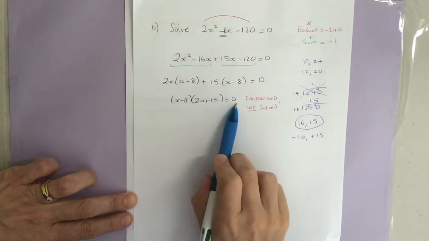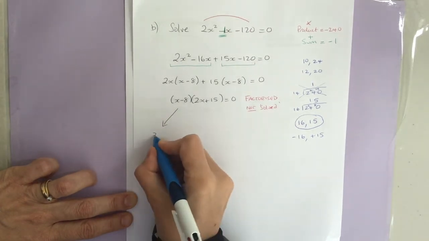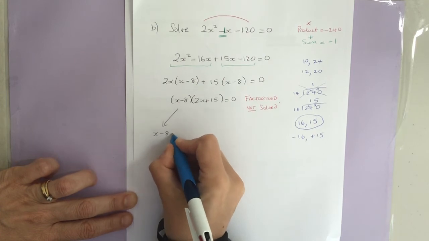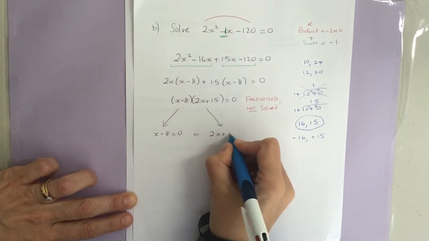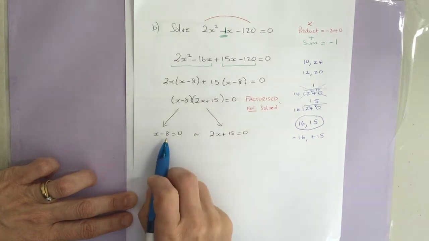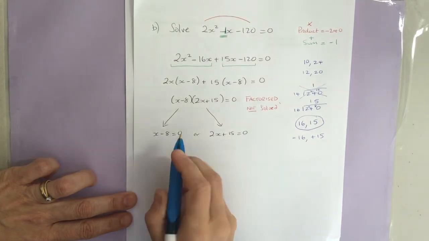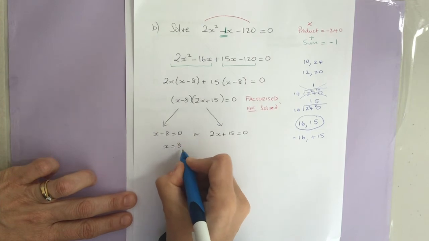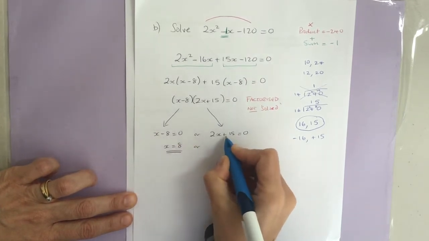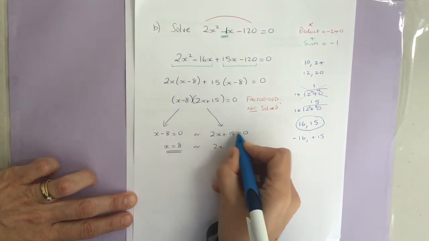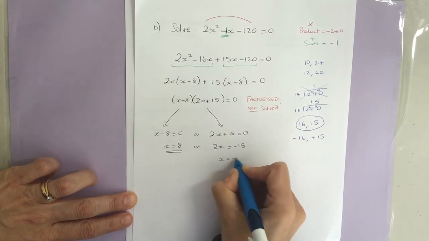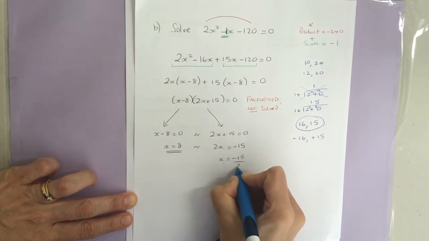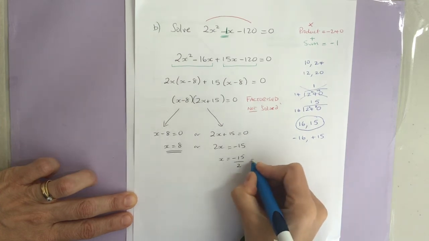Well, 2 brackets multiplied to give me 0. So this bracket must be 0. Or this bracket must be 0. And then just solving these linear equations, adding 8 to both sides here, is going to give me x equals positive 8. Take the 15 away from both sides here, and then divide by the 2. So minus 15 over 2, I can leave it like that.